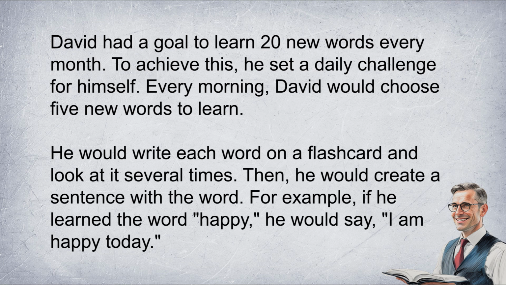David had a goal to learn 20 new words every month. To achieve this, he set a daily challenge for himself. Every morning, David would choose 5 new words to learn. He would write each word on a flashcard and look at it several times. Then, he would create a sentence with the word. For example, if he learned the word happy, he would say, "I am happy today."